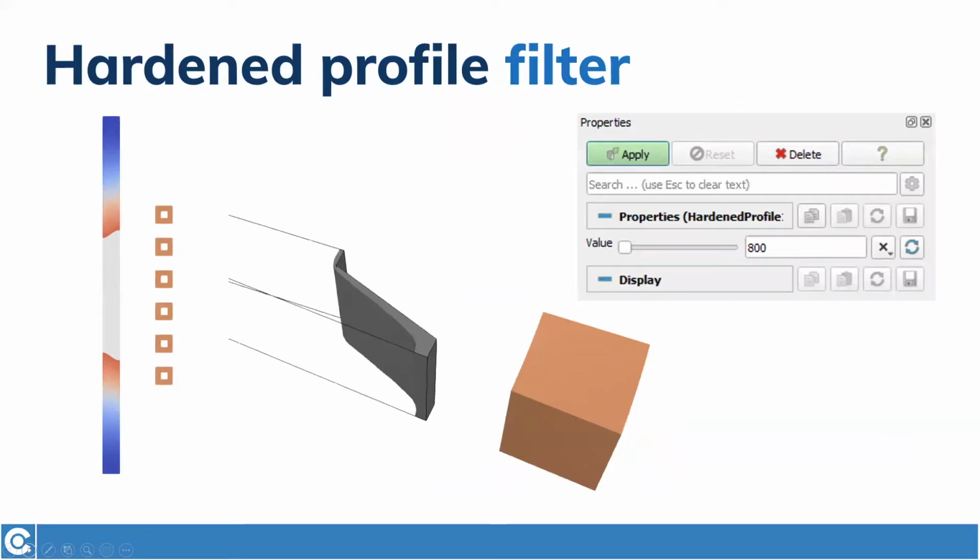Another thing that has been improved in version 2.7 regarding results is the hardened profile filter. Up until now, we had two separate hardened profile filters, one for 2D geometries and the other one for 3D geometries. With the new release, we unified both of these filters to make the result evaluation even easier. Now you just need to select the universal hardened profile filter, and it will decide by itself whether to display a two-dimensional or three-dimensional rendering of the hardened zone.